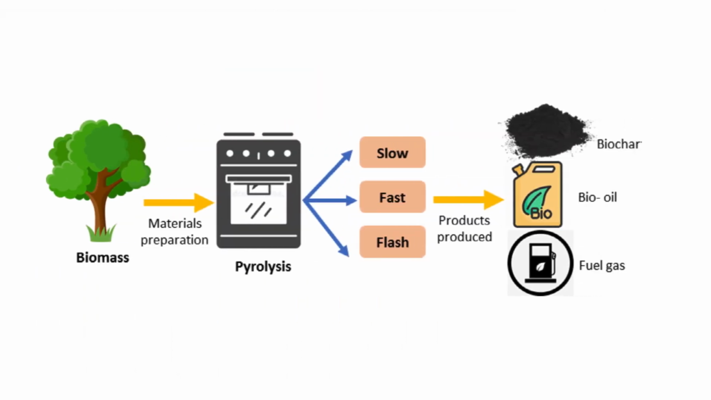This flow diagram explains the pyrolysis pathway. The process begins with biomass collection and material preparation. The prepared biomass is then subjected to pyrolysis. Depending on operating conditions, pyrolysis may be categorized as slow pyrolysis, fast pyrolysis, or flash pyrolysis. The products obtained include biochar, bio-oil, and fuel gas. The diagram clearly demonstrates that changing the pyrolysis conditions influences the quantity and type of products generated. Thus, pyrolysis can be optimized depending on whether the objective is maximum biochar production or maximum energy recovery.